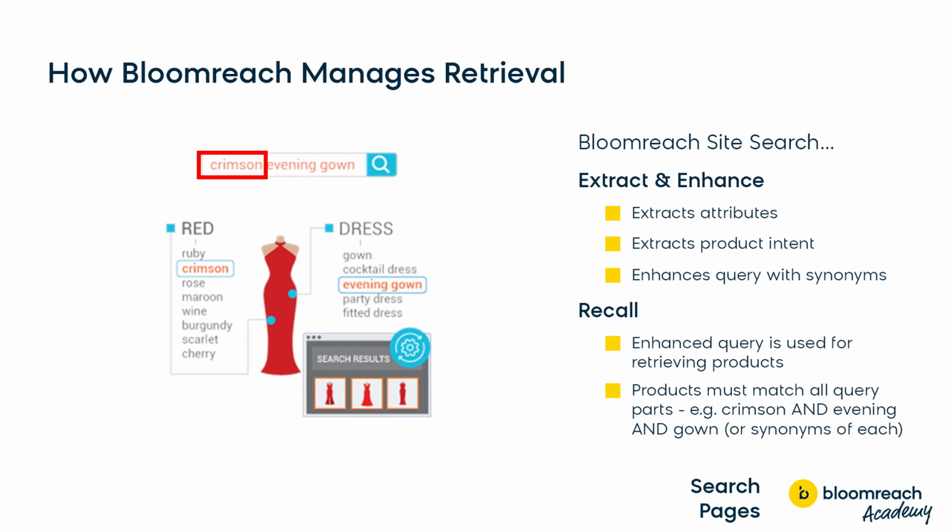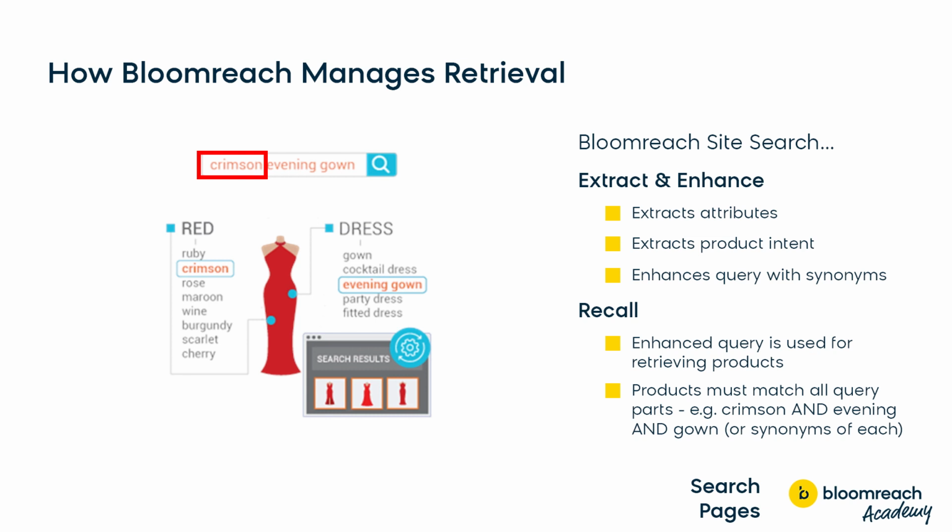So in this particular case, Bloomreach will apply synonyms such as ruby, rose, maroon, wine, burgundy, scarlet, and cherry to the attribute of crimson. And synonyms that will be applied to the product will include cocktail dress or gown, party dress, fitted dress, and so on. So this will then impact the recall for that query.